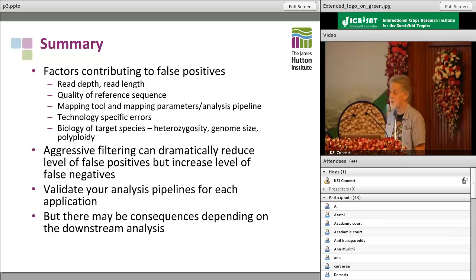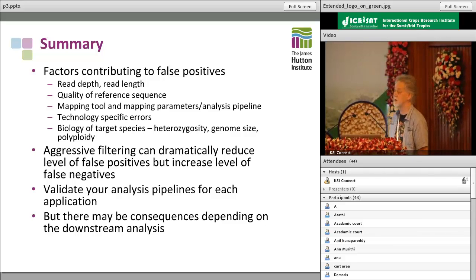So you'll get very robust SNPs, but you'll also miss a lot of SNPs that are there. So you need to think about the application and the biology, and there may be consequences depending on the downstream analysis. So really, the take-home message from all of this is that false positives are really there.